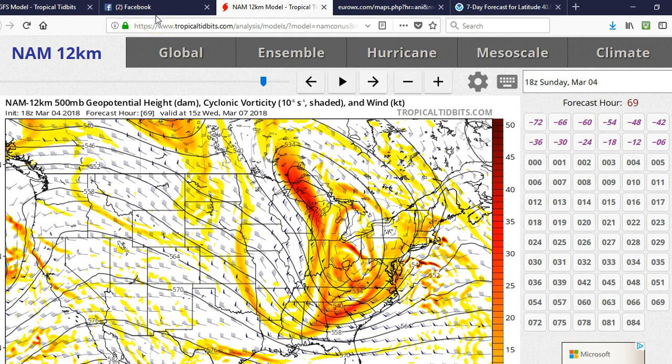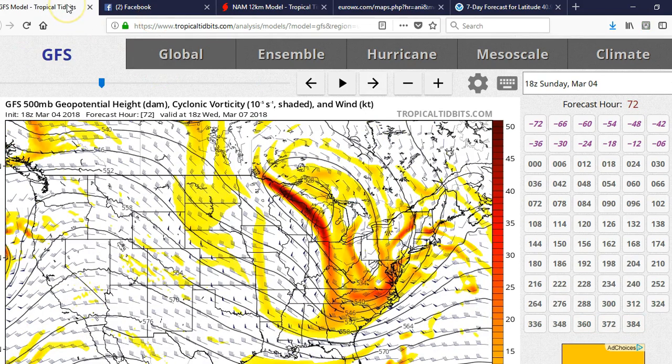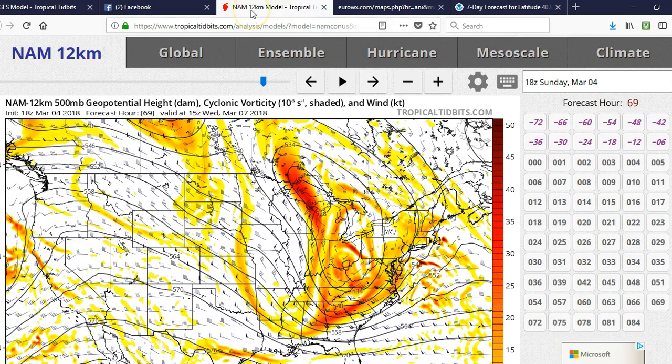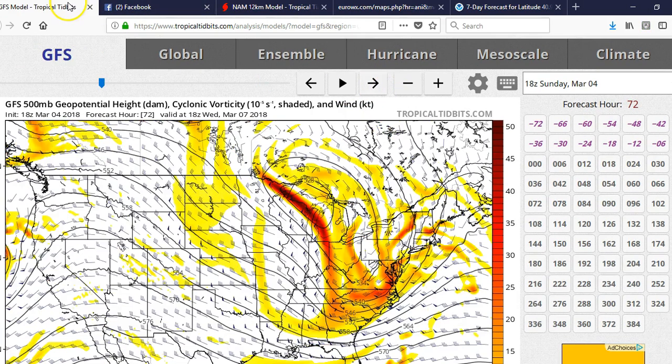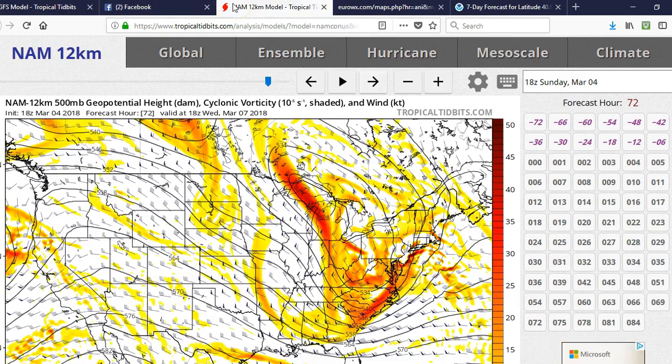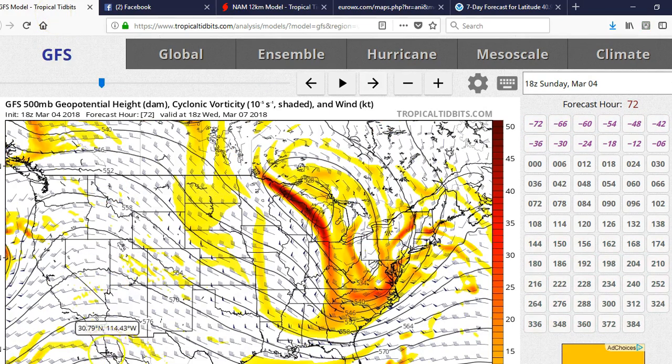And then the other thing to notice about this, and this is a pretty big difference. Now we're in the same time step. Look at the tilt of the trough axis. This trough axis is still positive on the NAM. And the trough axis on the GFS has gone neutral to slightly negative, and this is by Wednesday afternoon.